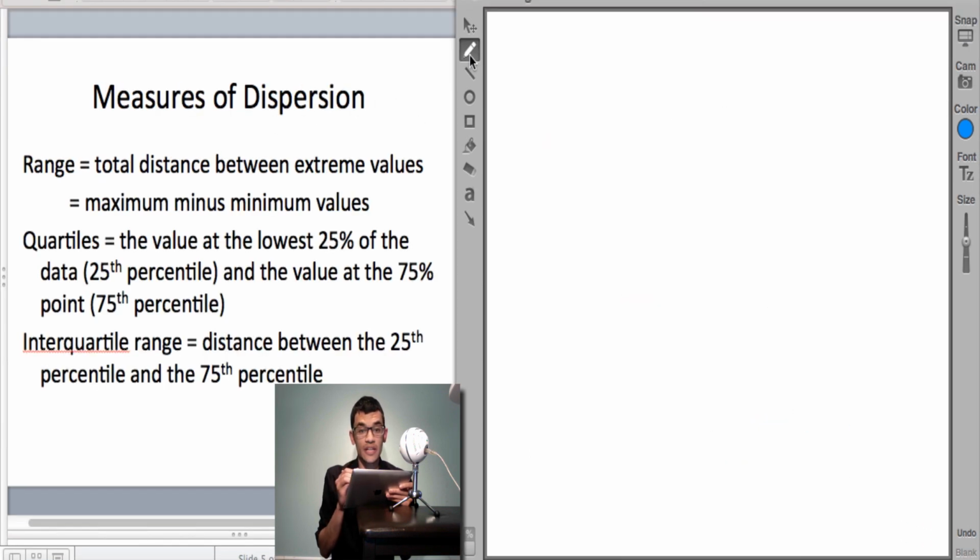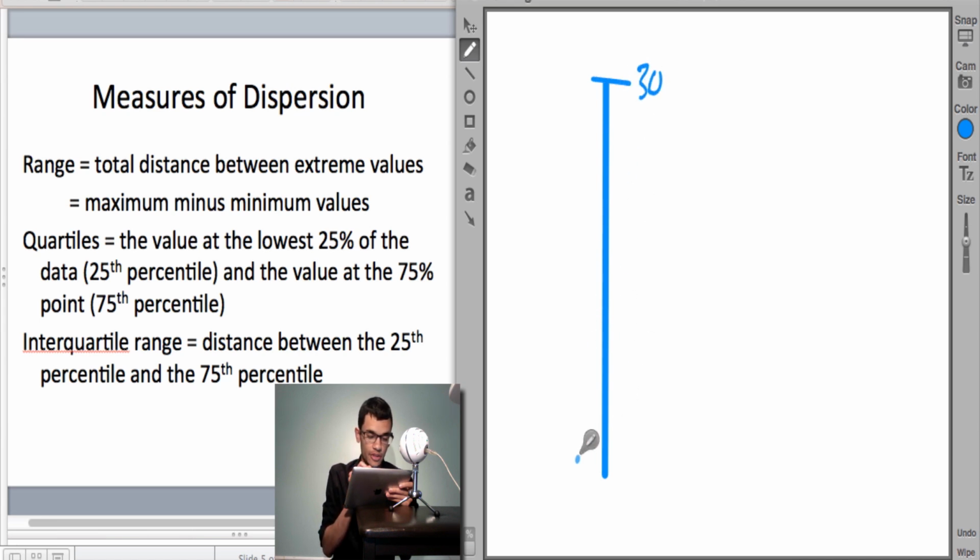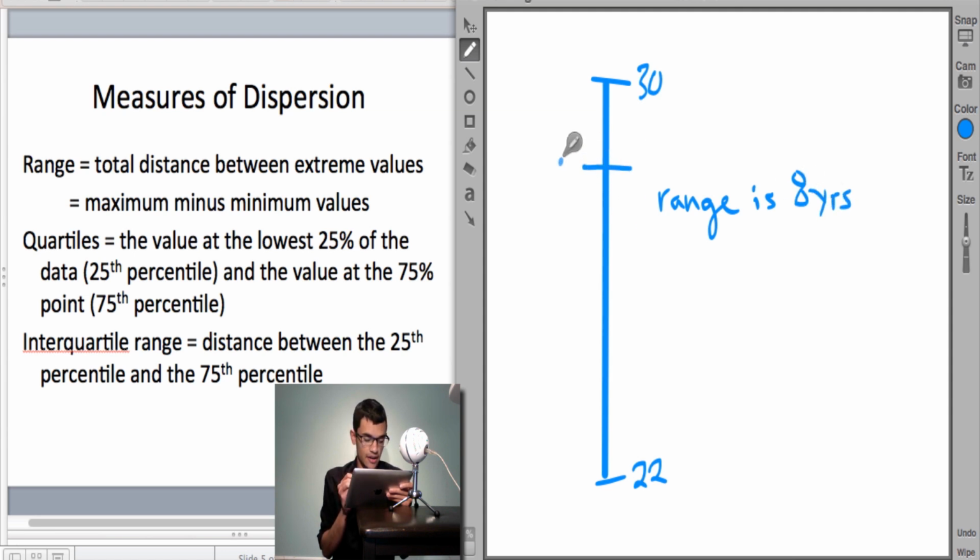Now, we're interested in looking at measures of dispersion. So how widely dispersed is the data that we've collected? The range then is the distance between the smallest number and the largest number. So here that would be 30, subtract the smallest number, 22, that's 8 years. Quartiles are a little bit difficult to see here because of the small sample size, but they represent the values at the 25th percentile and the 75th percentile of the data. They would be easier to see in a larger data set. The interquartile range, by extension, is the distance found between the 25th and the 75th percentile.